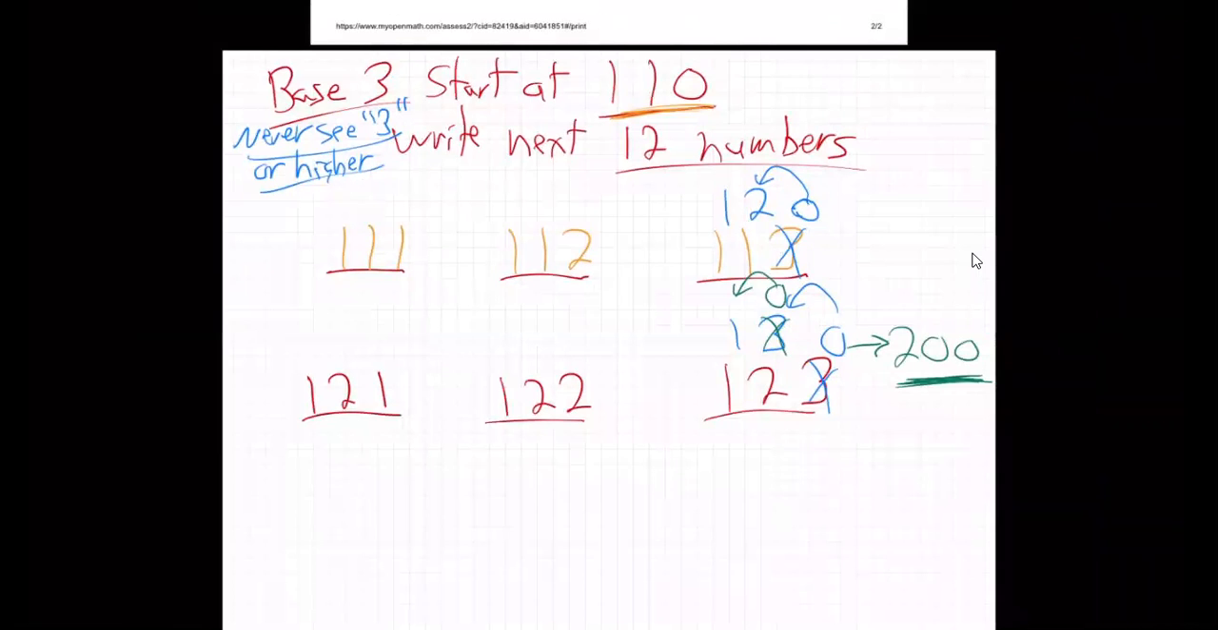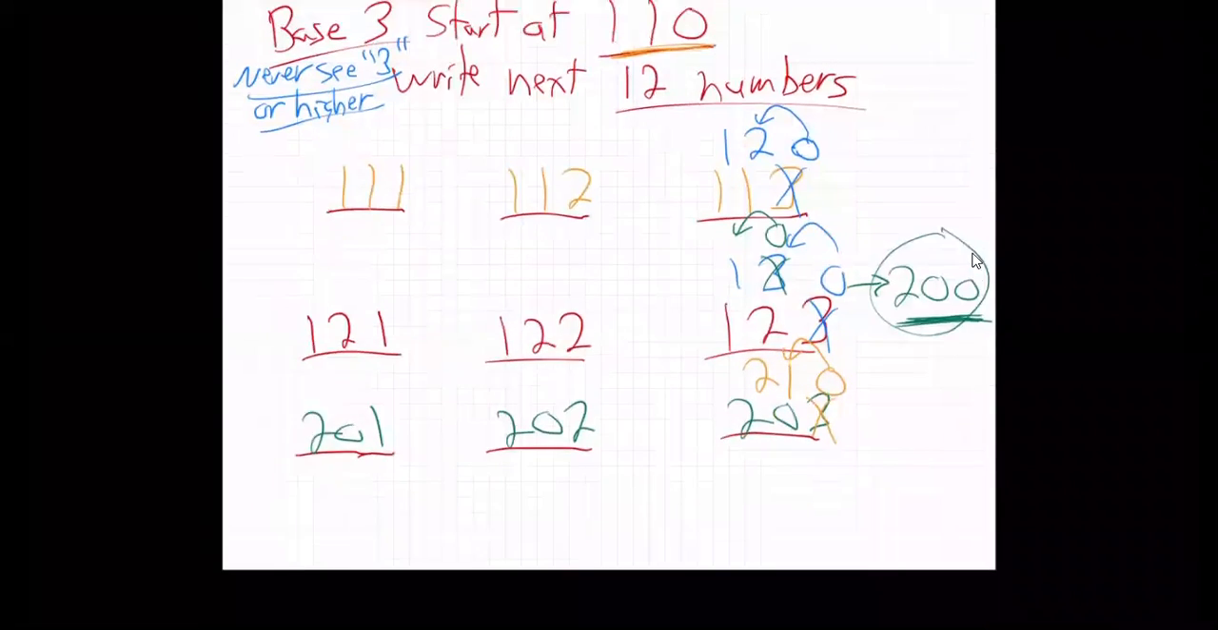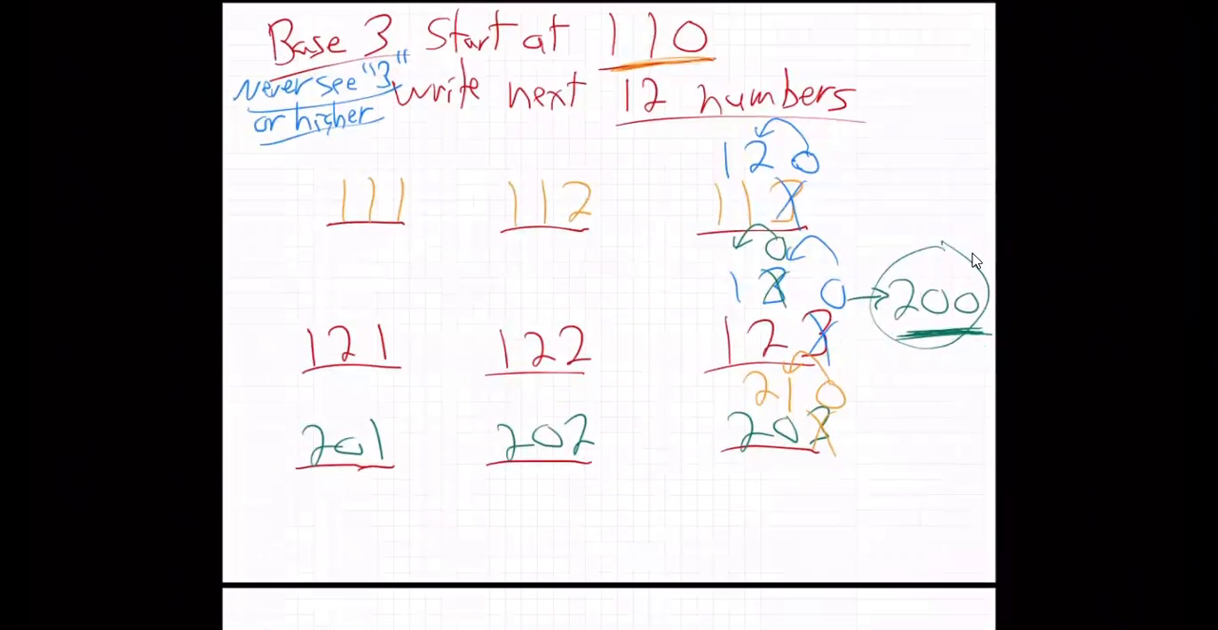So then we just go, okay, the next 3 numbers. We just go boom, boom, boom. After 200 was the last one, so 201, 202, 203. We're not going to have a 3. So what are we going to do? We're going to cross it out, put a 0, and carry. So it'll be 210. And then one more row, because it's supposed to be the next 12 numbers.